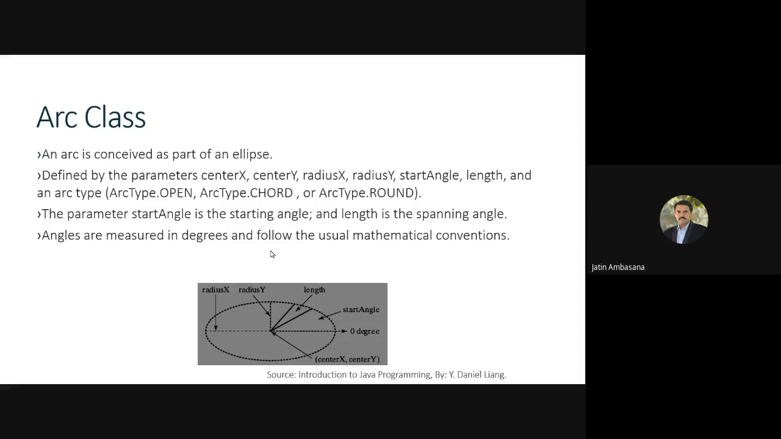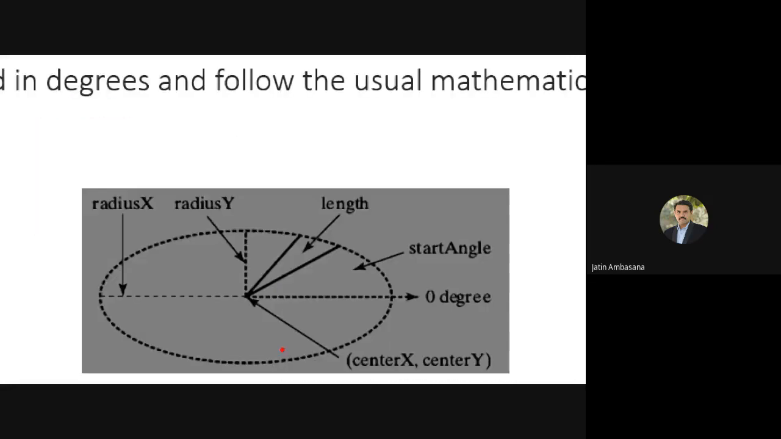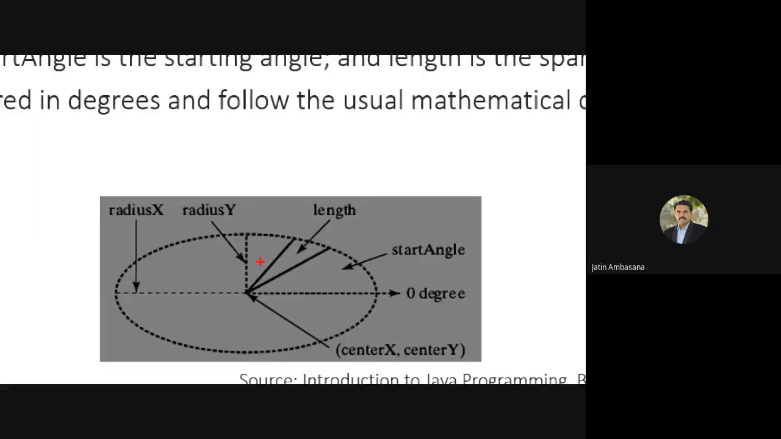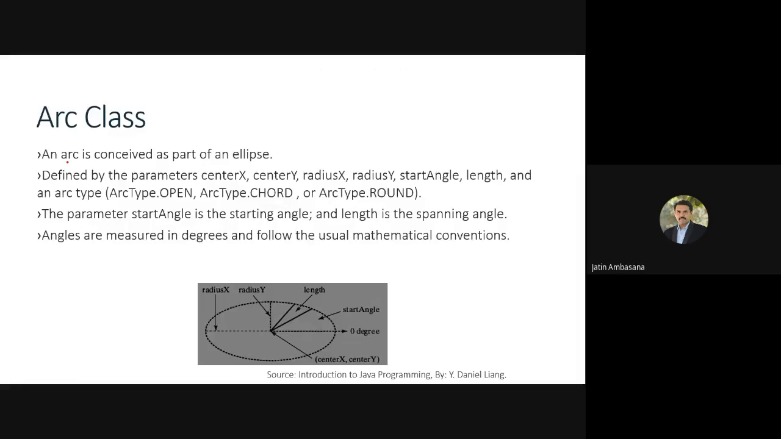Then comes the arc class. Now, what is the arc class? Arc represents a part of a circle or an ellipse. Here, arc is considered as a part of an ellipse, not a circle, though. A circle can be termed as a subtype of ellipse.